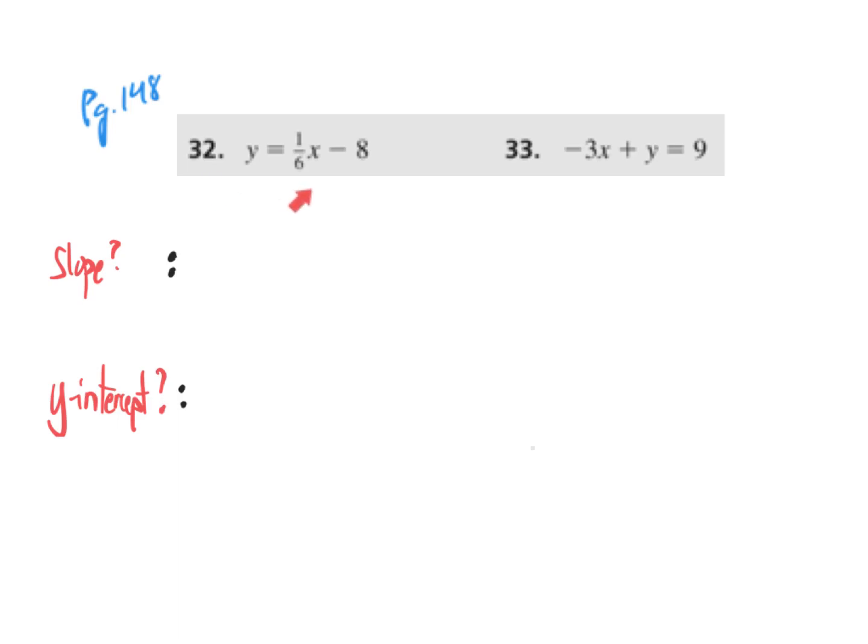Alright, these problems ask for the slope and y-intercept. So that might make you think of the slope-intercept form of the equation of a line, which looks like this. And if you remember that, then we can see really quickly in number 32 that the slope is 1/6 and the vertical intercept is -8.